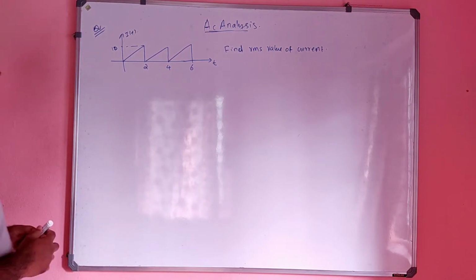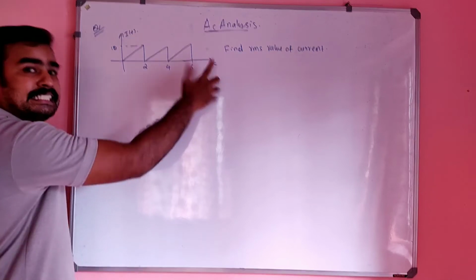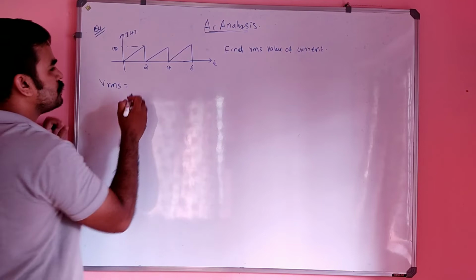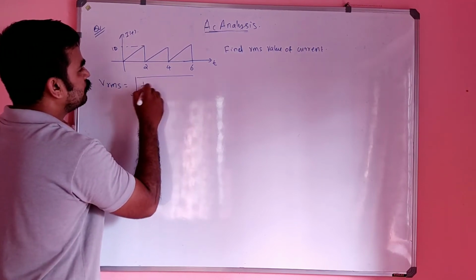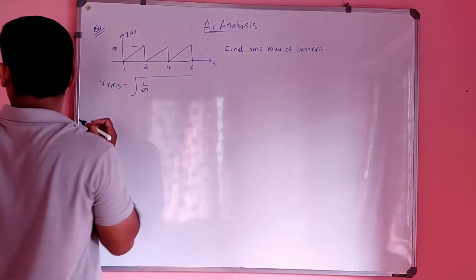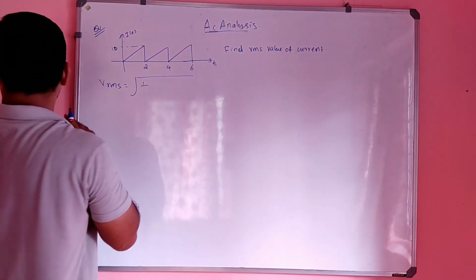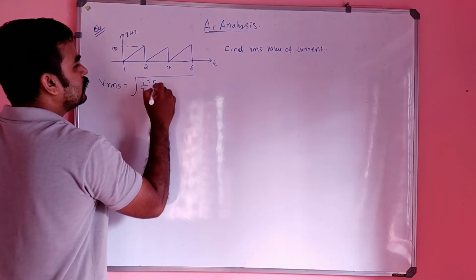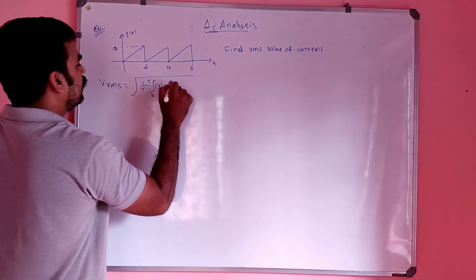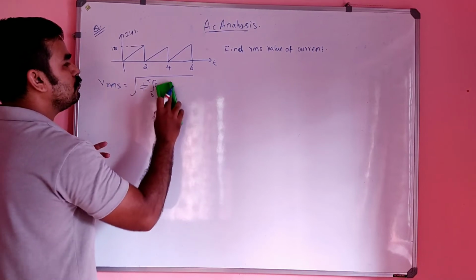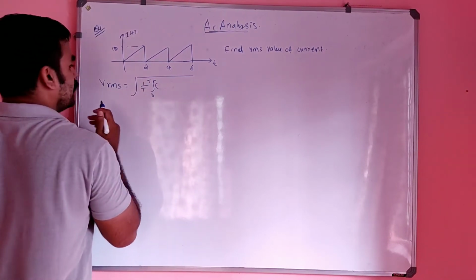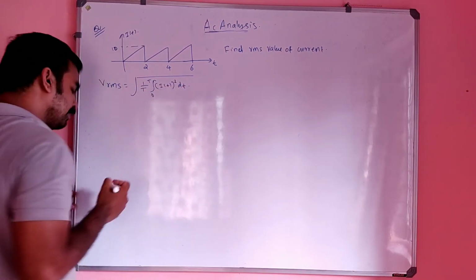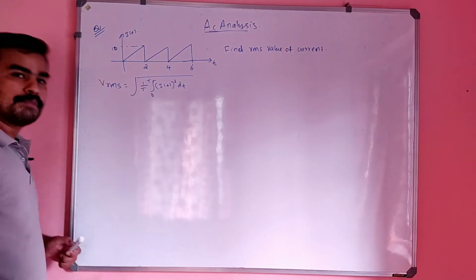Okay. So what axis is this? T axis, right? So our equation will become Vrms equal to root of 1 by 2 pi naught. It is simply 1 by T, right? So it is a t axis now. So it is simply 1 by T integral 0 to T of V of t square. But here it is current, right? So it will be I of t.